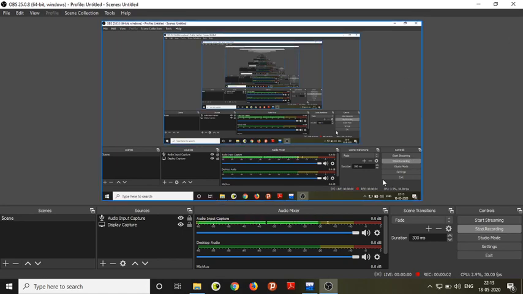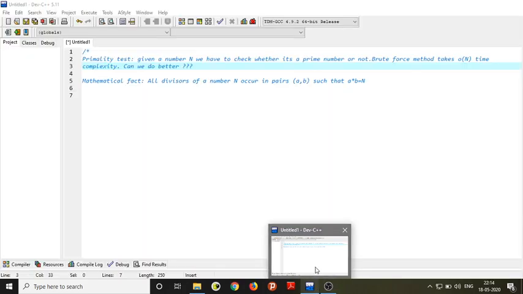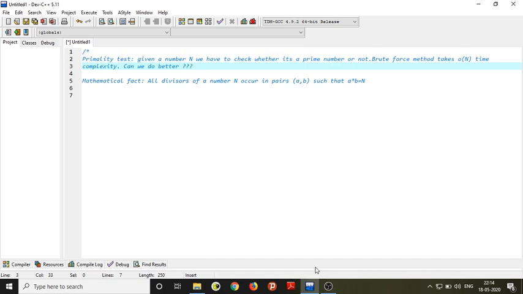Now we will talk about primality test. Primality test is generally like we are given a number and we need to check whether it's a prime number or not. By the brute force method it takes O of n time complexity, but we want to improve the time complexity. So can we do better? Can we check if a number is prime or not in less than O of n time complexity? That's what our aim is. So let's dive into the video.